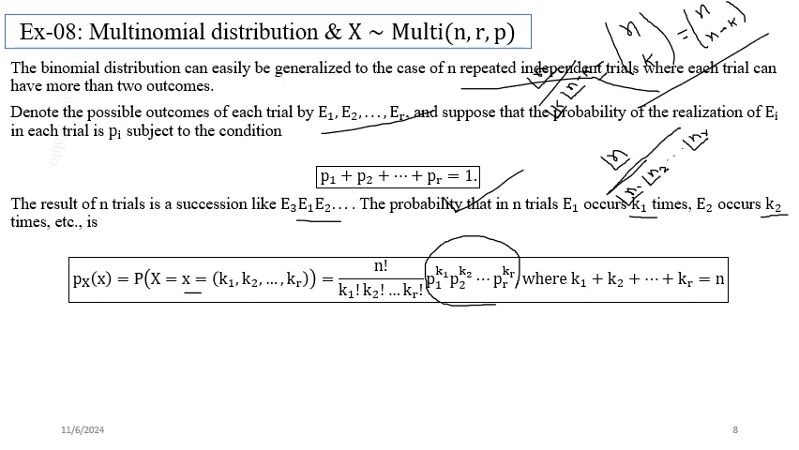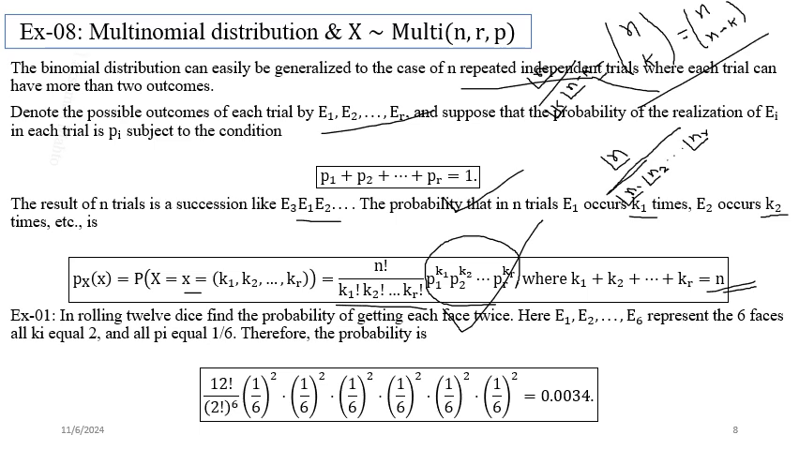So how many outcomes are there? N choose in this multinomial way: factorial N divided by factorial K1 into factorial K2, likewise it will go. This we call multinomial distribution, and the sum of N1, N2, N3... I just try to match the notation with this binomial coefficient. Here K notation I had taken, so K1 plus K2 plus K3 up to KR is equal to N. So this we call multinomial distribution.